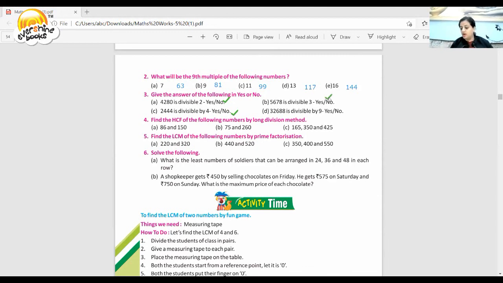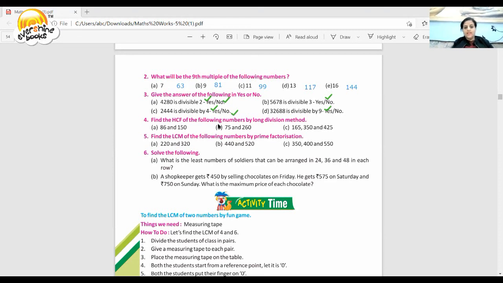Why? Because it is not divisible by 3. And D is 9. From 9 it is divisible, yes. So this is like that only. Here it will come yes. Yes means I'm ticking here on yes. This is not the way.